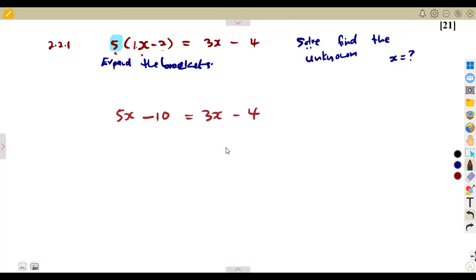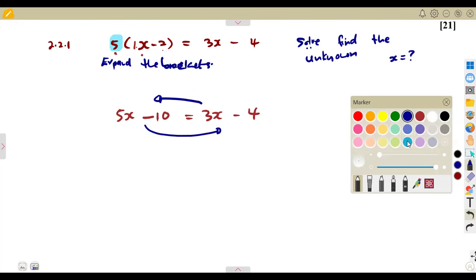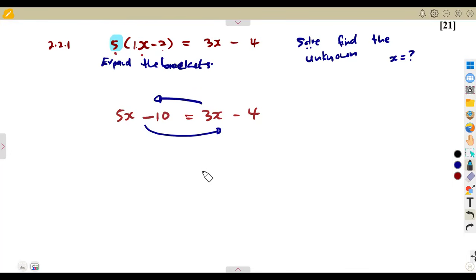From there, we can collect the like terms, the part of x, to one side of the equation. That means I can take this 3x to this side of the equation, and the negative 10 to the other side, but taking note, once a number crosses the equal sign, it changes its sign. I was having 5x here originally, so it's not going to change. But the 3x, the moment it crosses the equal sign to come this side, it changes its sign. It was positive, so it will be minus 3x.